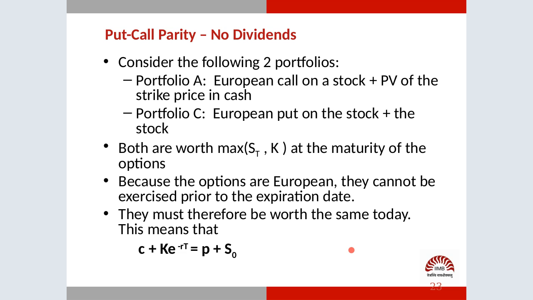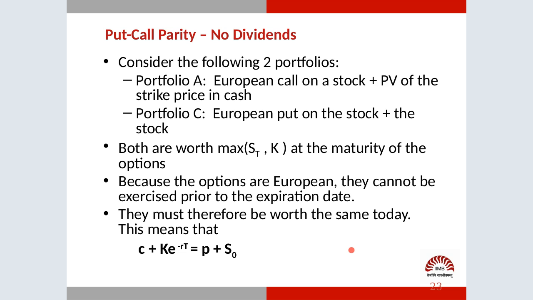So what do we do? How do I prove this? Remember, I had those portfolios. I take portfolio A, which is call plus the present value of the strike price. I take the second one, which is put plus the spot. Both are European options, so no early exercise is possible. So what happens at maturity?